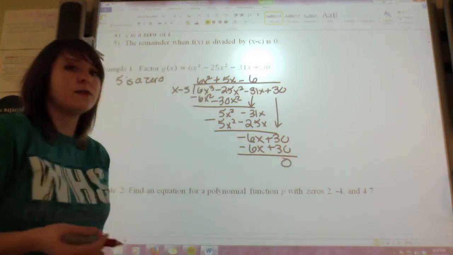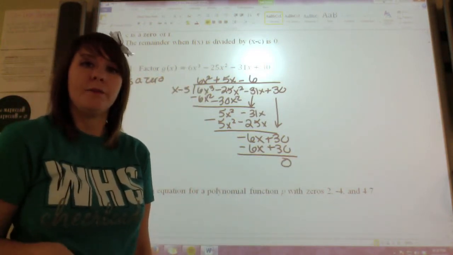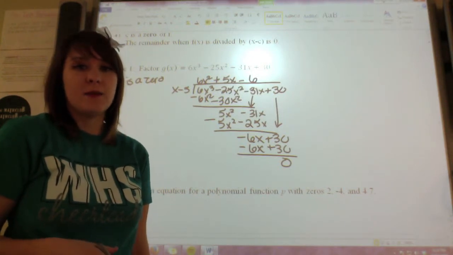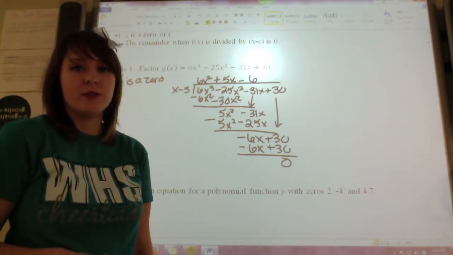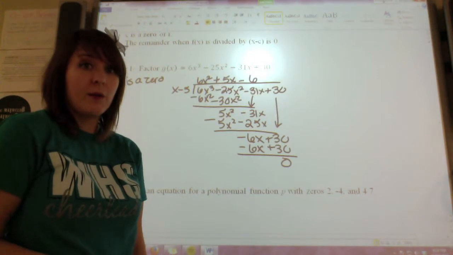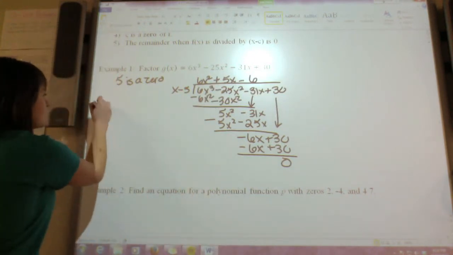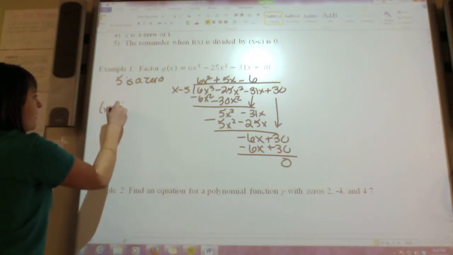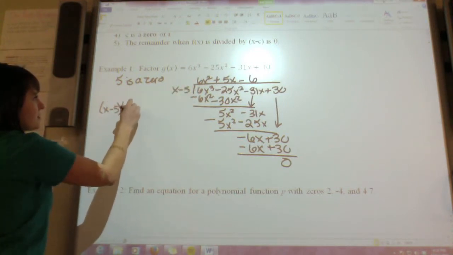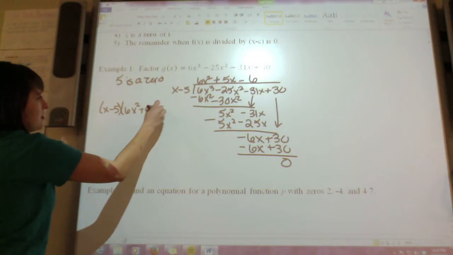And I get a remainder of 0, which is what I should have gotten. So I know that x minus 5 is going to be a factor of this, which is what I knew right away, but now I can actually write this in the factored form. So I can write this as x minus 5 times 6x squared plus 5x minus 6.